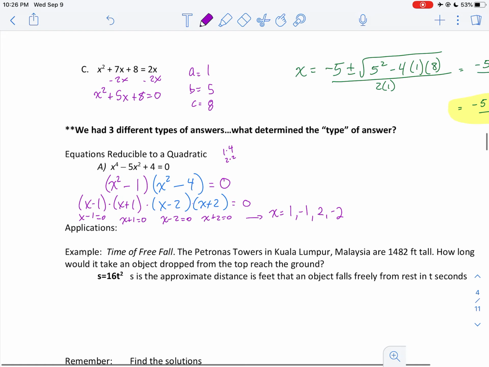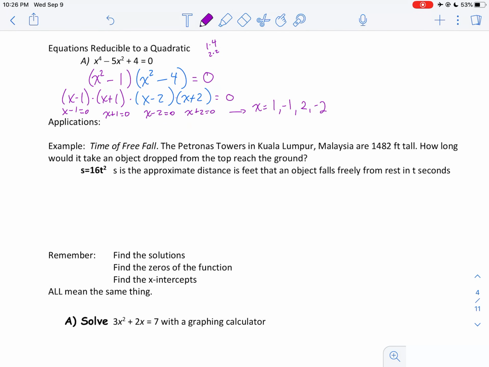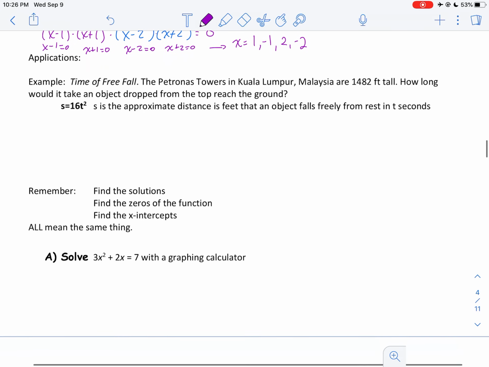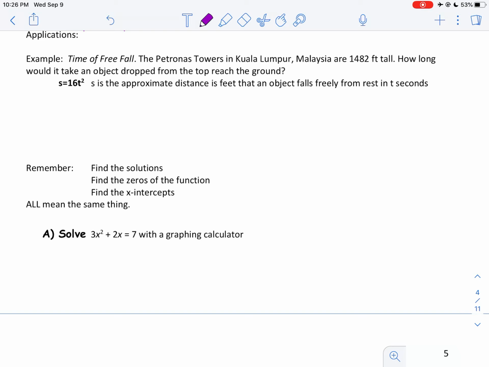All right, let's do a quick word problem. If we take a look here, this is talking about free fall. These are called projectile motion problems. And in this case, an object dropped from the top of the Petronas Towers in Kuala Lumpur. How long is it going to take to reach the ground?